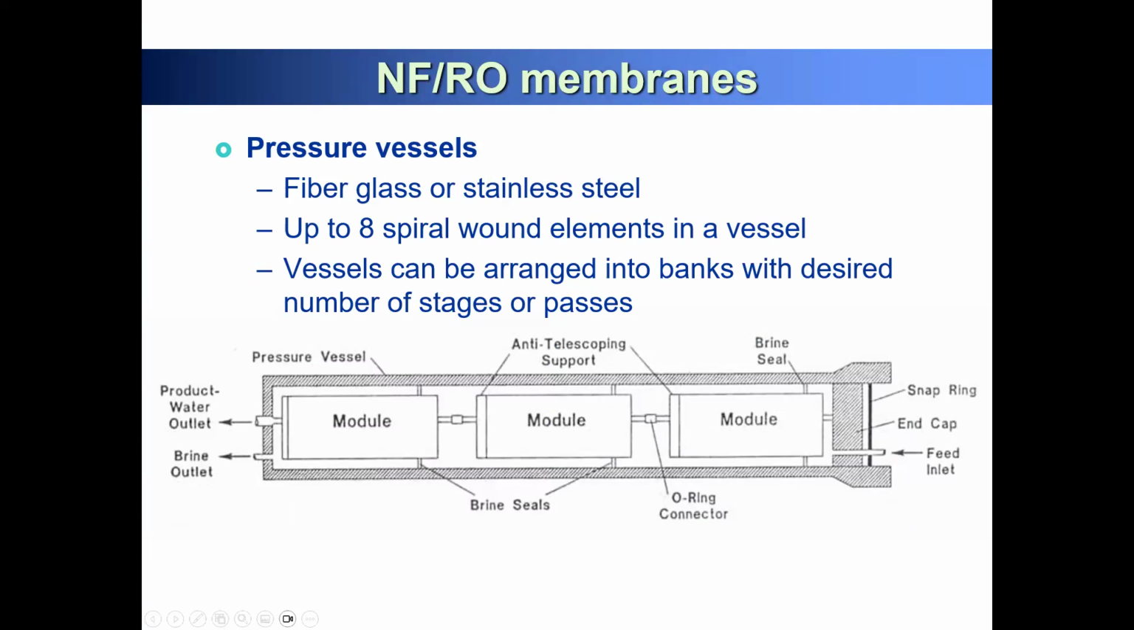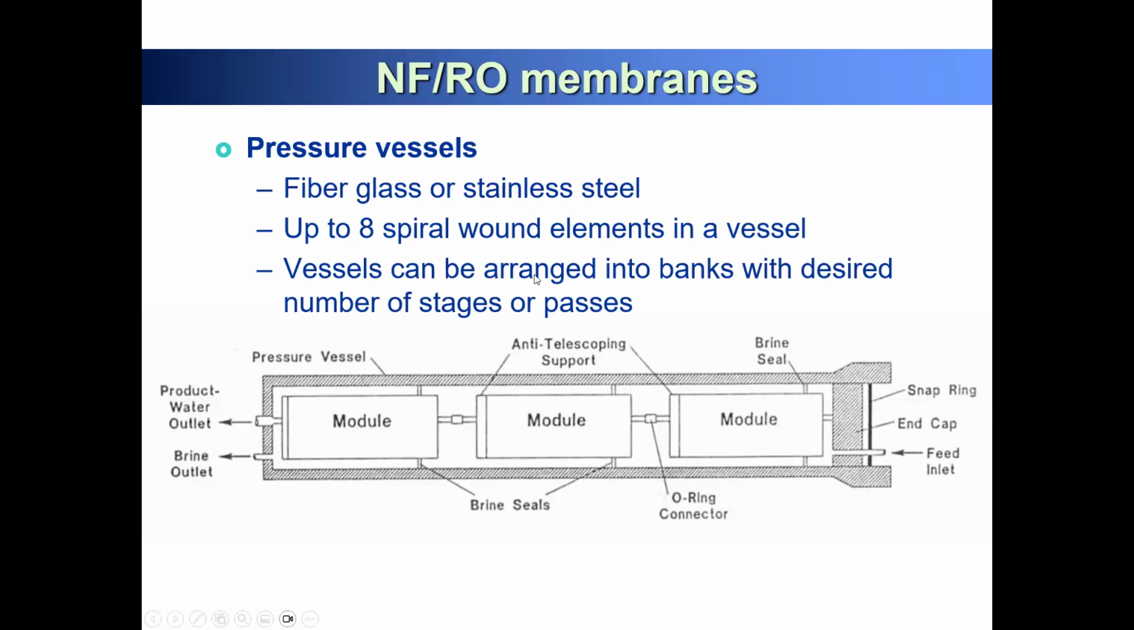We have an element already inside. 3 elements. So you need to cover with the pressure vessel. The pressure vessel consists of fiberglass or stainless steel, up to 8 spiral wound elements in a vessel. So you have to also design for your assignment. How many elements do you want to allocate in your pressure vessel? In 1 pressure vessel, you can put possibly 8 or 7. So you can fix, okay, I want to put 7 elements or 8 elements in 1 pressure vessel.